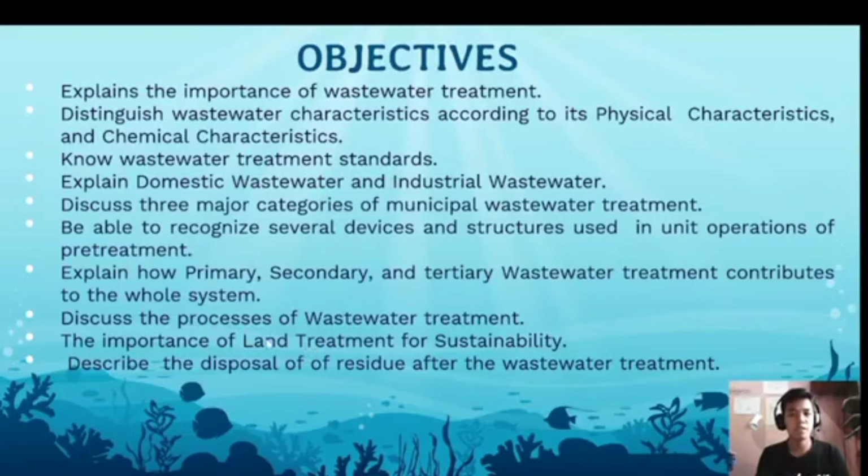distinguish wastewater characteristics, know wastewater treatment standards, explain the differences of domestic wastewater and industrial wastewater, discuss the three major categories of municipal wastewater treatment, be able to recognize several devices and structures used in unit operations of pretreatment, explain how primary, secondary, and tertiary wastewater treatment contributes to the whole system, discuss the processes of wastewater treatment, the importance of land treatment for sustainability, and describe the disposal of a residue after the wastewater treatment.